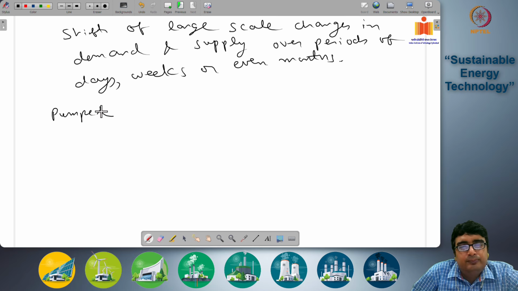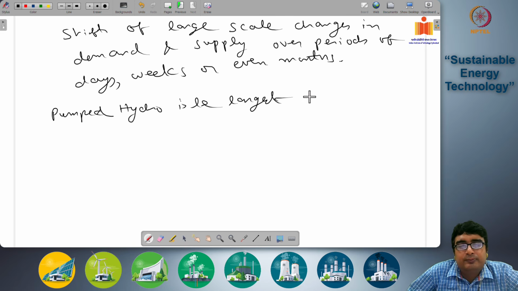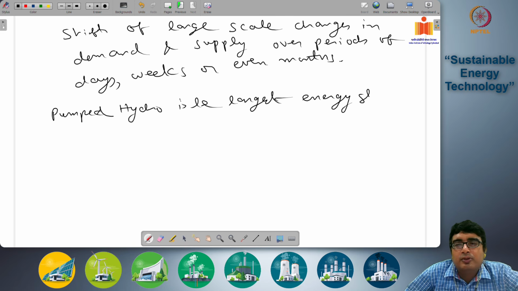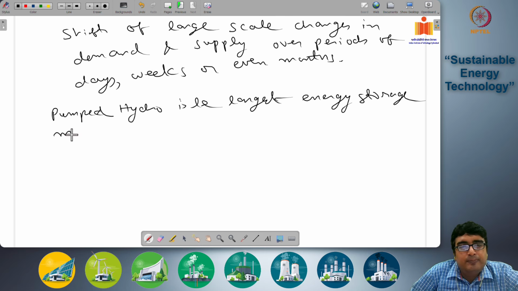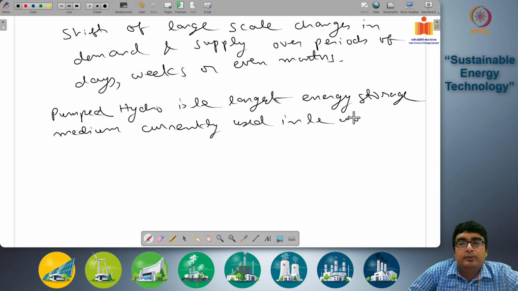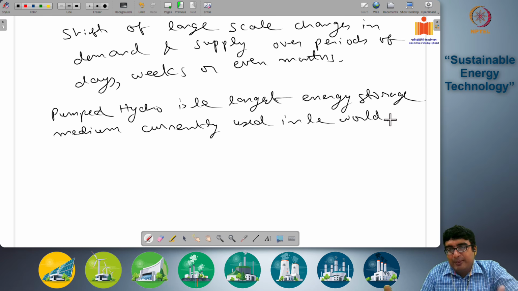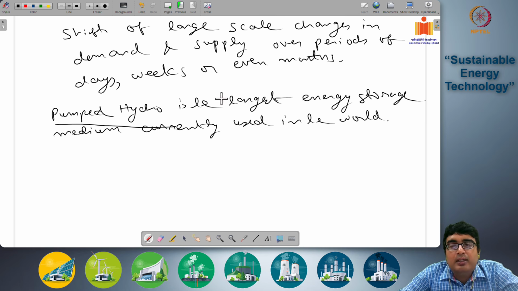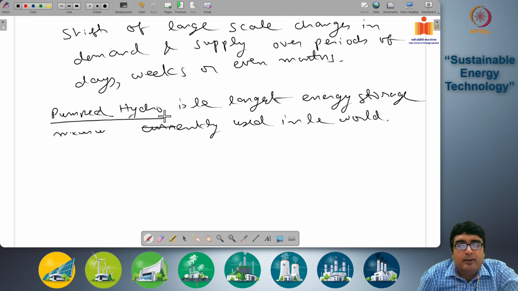Pumped hydro is the largest energy storage medium currently used in the world. So of the storage capacity that has been installed worldwide, pumped hydro is the leading one. Okay, and this is expected because this is one of the storage systems that is particularly suitable for large scale storage. So when you are designing it, you are designing it for hundreds of megajoules of energy storage.